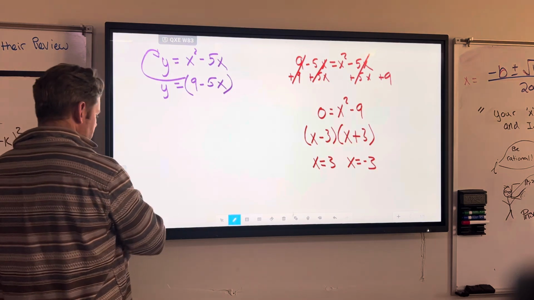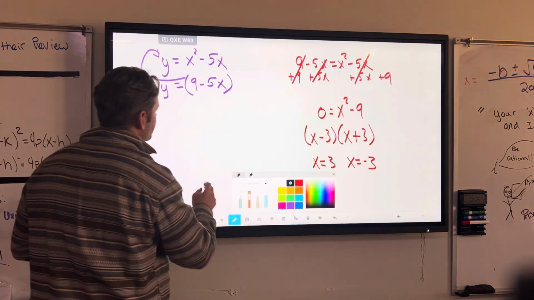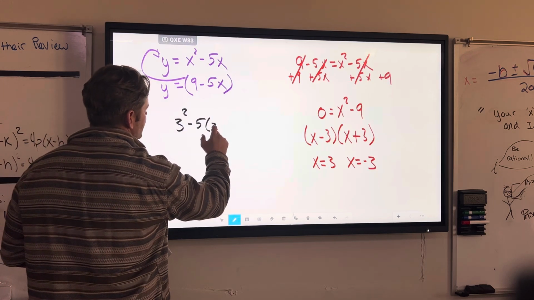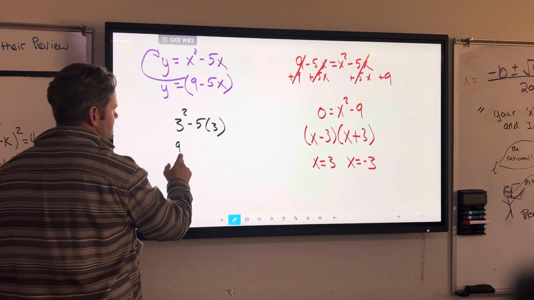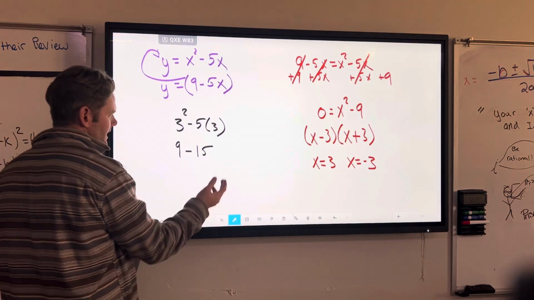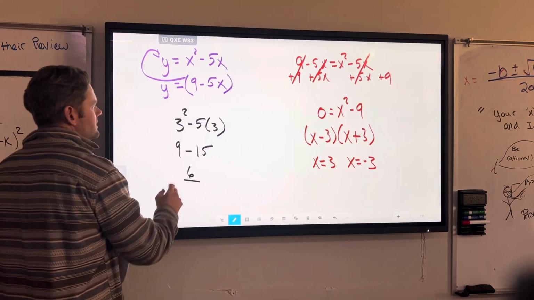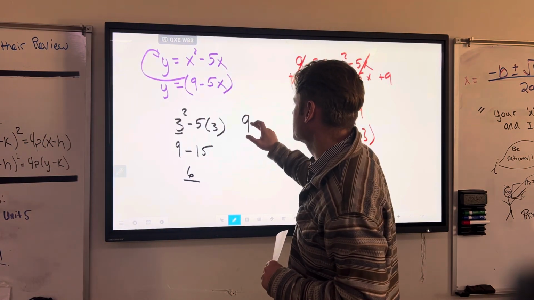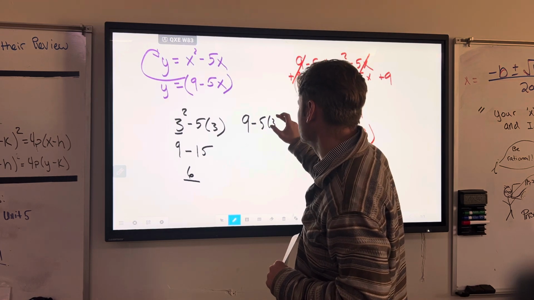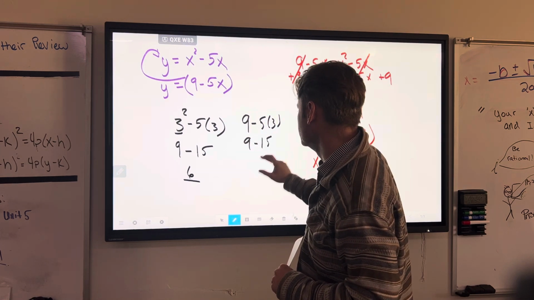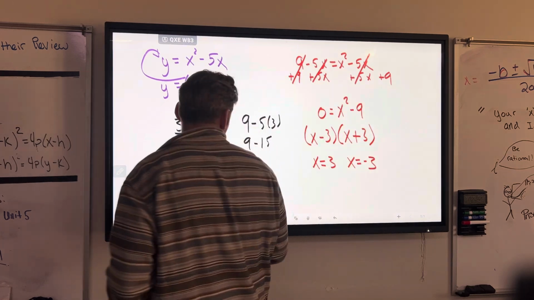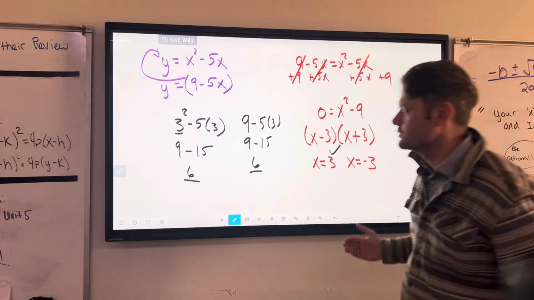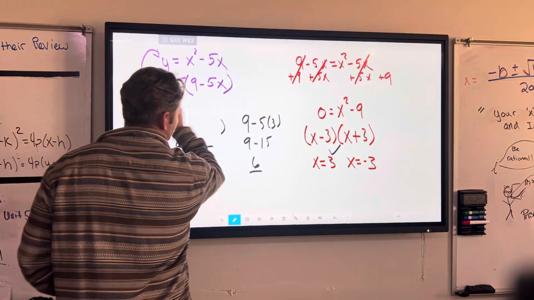So I want to plug in 3 to my equations over here. So I'll plug it into the first one. So I get 3 squared minus 5 times 3. Well, 3 squared is 9 minus 15. 9 minus 15 is negative 6. So when I plug in 3, I get negative 6 on the first one. Well, plugging in 3 on the second one, 9 minus 5 times 3. Well, that's the same thing, 9 minus 15. I do get negative 6. So my positive 3 does check, right? They equal the same number. That's where they cross. It is a solution to that system.